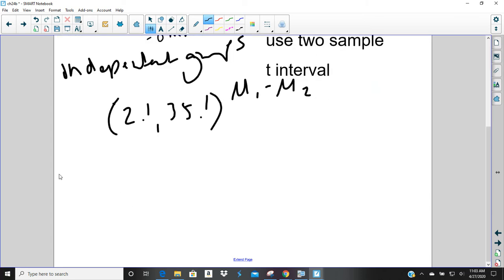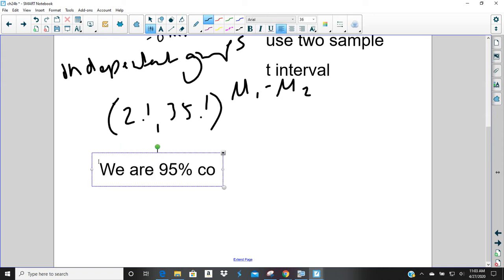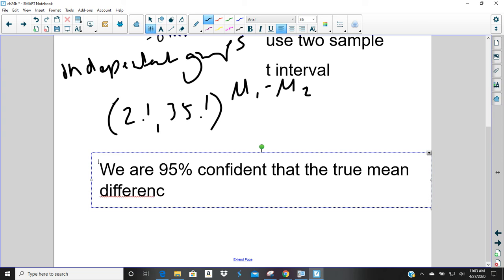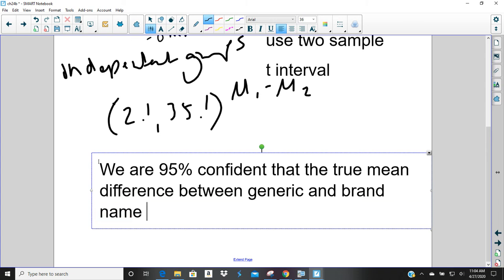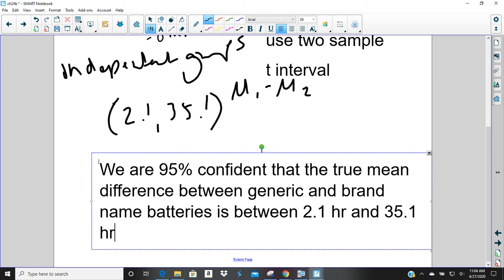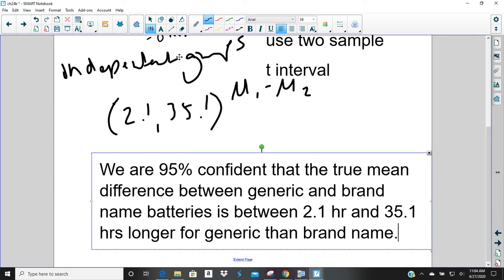So what we're going to say is we are 95% confident that the true mean difference between generic and brand name batteries is between 2.1 hours and 35.1 hours longer for generic than brand name. Okay. We're 95% confident the true mean difference between generic and brand name batteries is between 2.1 hours and 35.1 hours longer for generic than brand name.